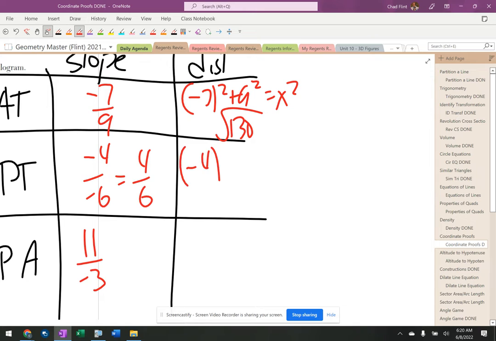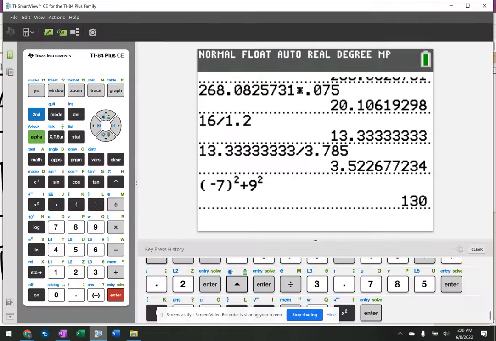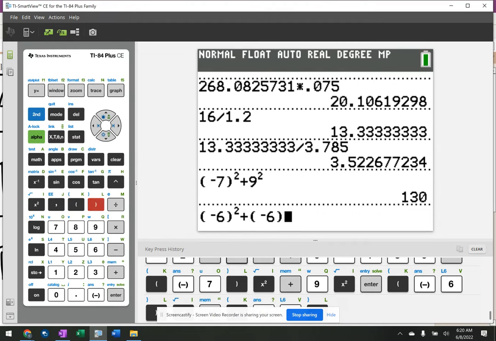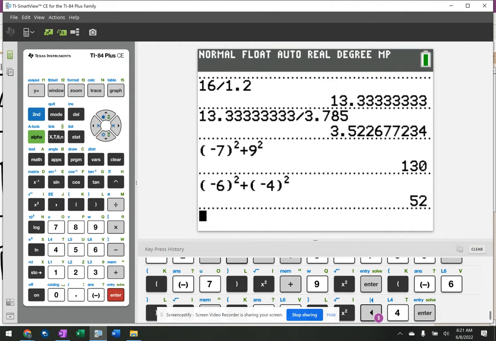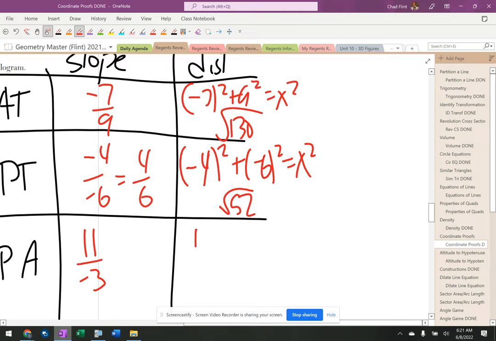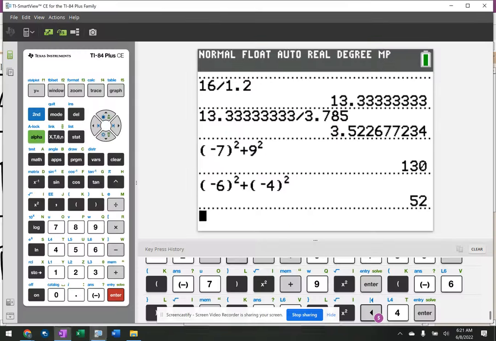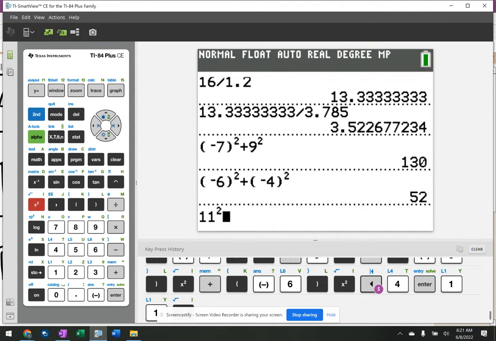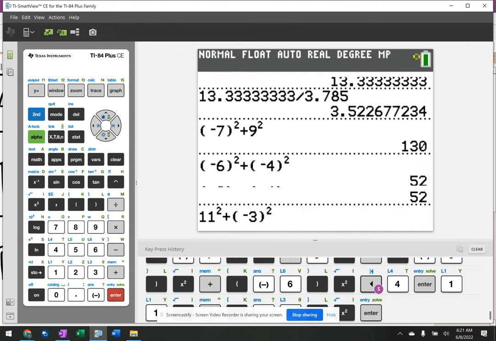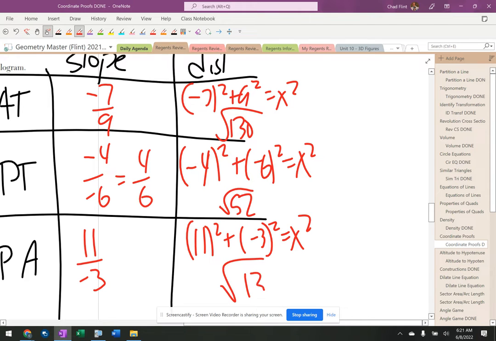And then negative 4 squared plus negative 6 squared equals x squared. That should be square root of 52, but let's double check here. Negative 4 squared plus negative 6 squared, and that's 52. And then 11 squared plus negative 3 squared equals x squared. 11 squared plus negative 3 squared, 130. Beautiful. There we go. Worked this time. Square root of 130. All right. These two are equal.